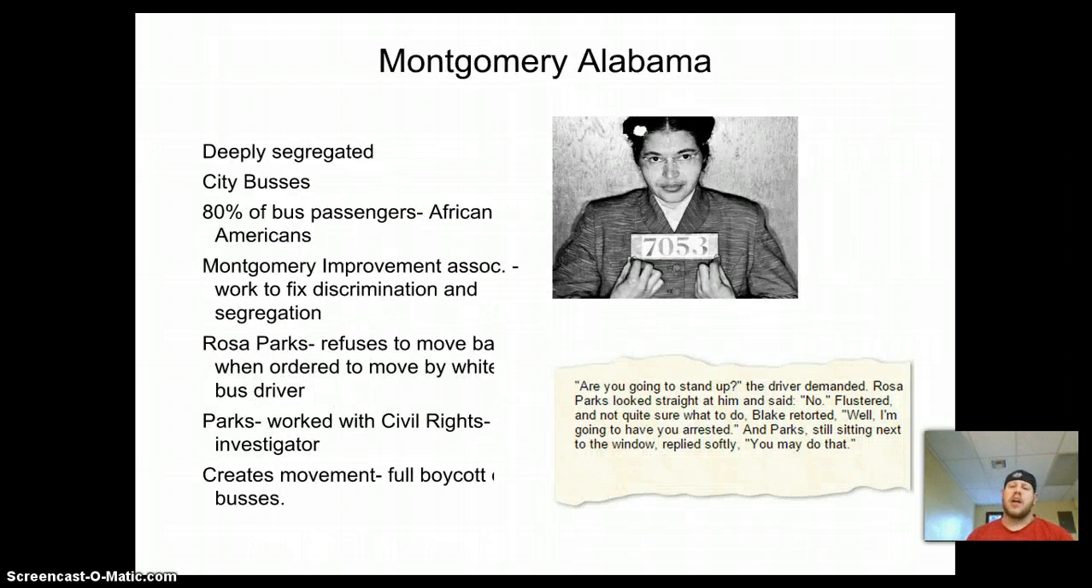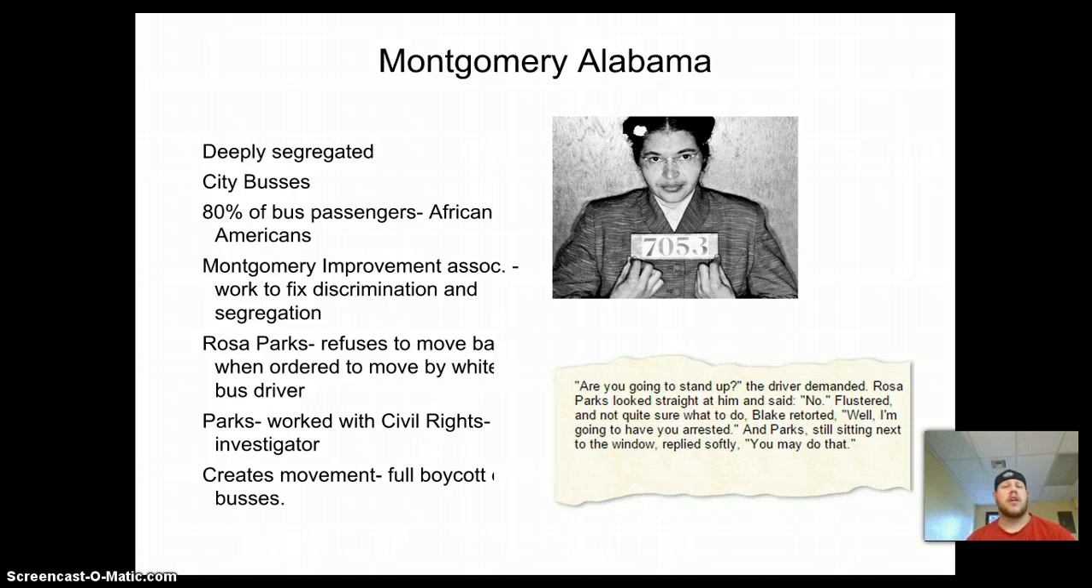Let's switch now to Montgomery, Alabama. And Montgomery, Alabama, most of Alabama for that matter, very, very deeply segregated, and especially in the city buses. I mean, on city buses, there was the black section at the very back of the bus, white section at the very front of the bus. About 80% of bus passengers in the city of Montgomery were African American because maybe they couldn't afford cars to get around the city. Because of poverty and those kind of things that were happening.